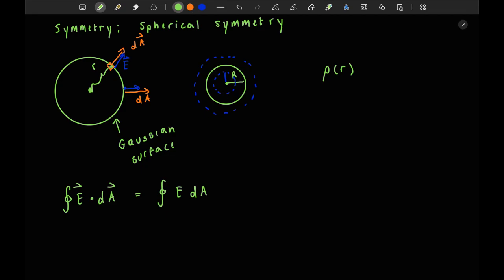And now, as we just discussed, the electric field is constant all along this surface. It does not vary depending on angle. It only varies with r, and r is remaining fixed. So I can pull out my E.